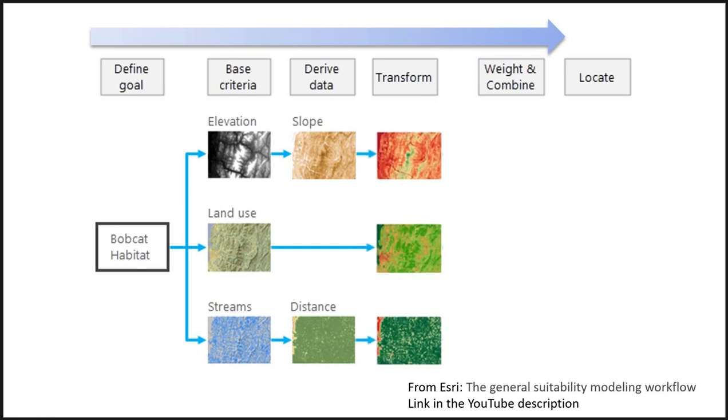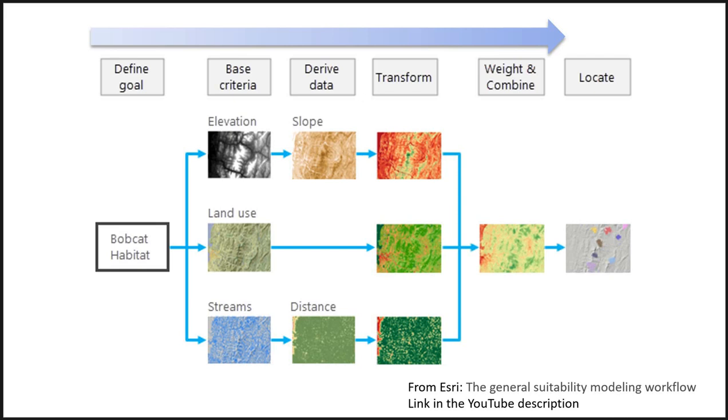The transformation is the important part. What we've done here with slope is think about what are the most suitable slopes for our bobcat habitat, and then we are assigning it a value of suitable to unsuitable, and it could be a binary or a range of suitability. Land use, same thing. Whatever the most common or preferred land uses are, we're ranking, creating a classified set of values that's ranked from suitable to unsuitable. Then we can weight these values and combine them to locate the final sighting areas.